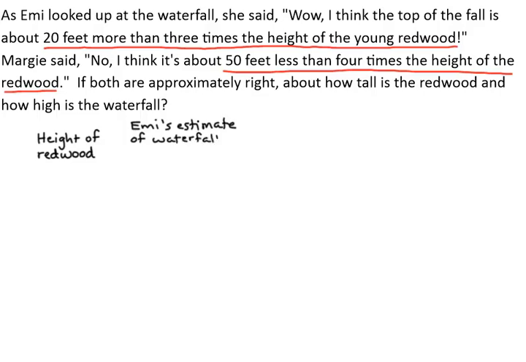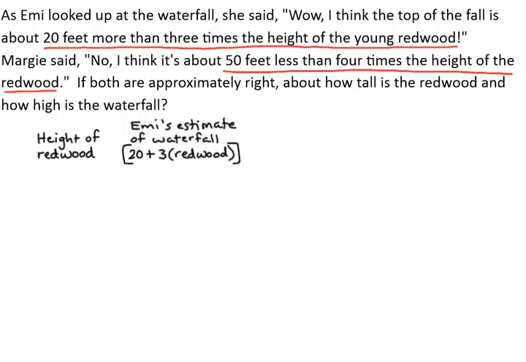Now, she said that I think the top of the fall is about 20 feet more than, so what that would be was 20 feet more than 3 times the height of the young redwood. So 3 times the height of the redwood. So I use words a lot of times instead of variables. It helps me out. Okay, so there's my little equation.